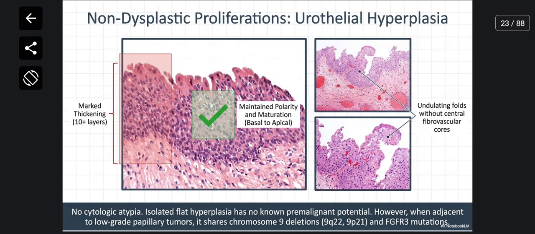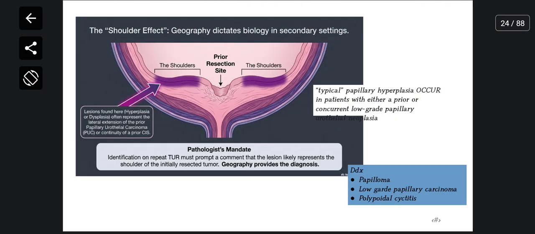Coming to each one of them again, in the hyperplasia, there is no cytological atypia, or it's an isolated flat hyperplasia, which has no premalignant potential. But if the patient is on follow-up and was previously a known diagnosed case of carcinoma, the hyperplasia in the adjacent areas will or might share chromosome 9 deletion and FGFR3 mutations which are normally seen in urothelial carcinomas. This is called a field effect.